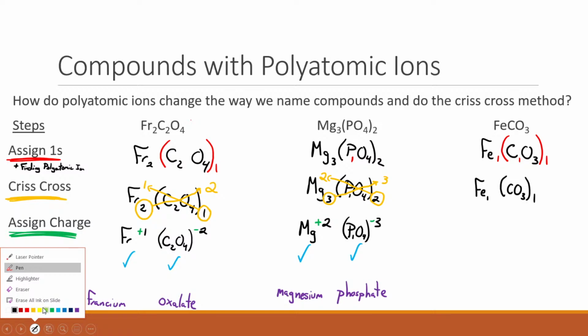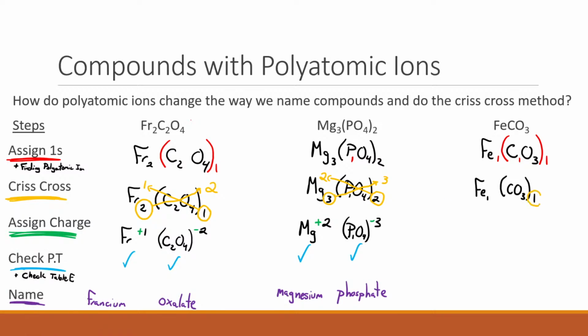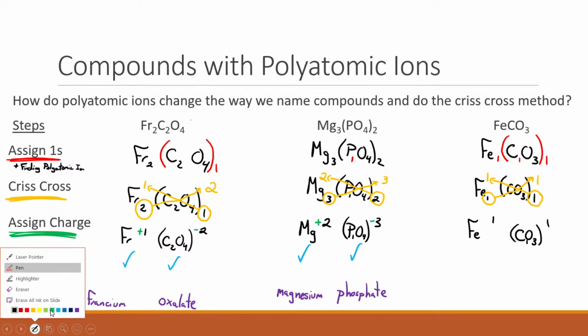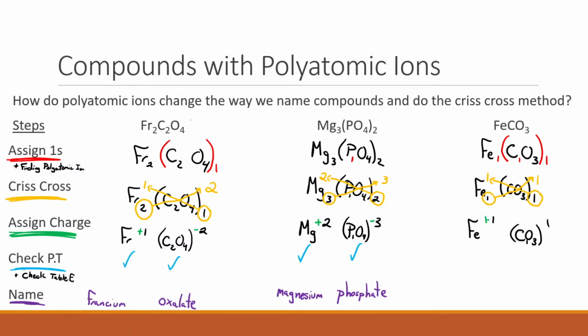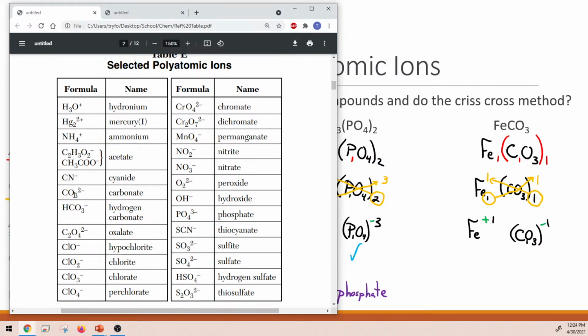We've got Fe1 in parentheses CO3 1. We are going to crisscross, bringing the 1 from the carbonate up and over, the 1 from the iron up and over. We're going to assign our charges. We know our first ion is always positive, and our second ion is always negative. We are going to consult the table. Table E tells me that carbonate can only be a -2.